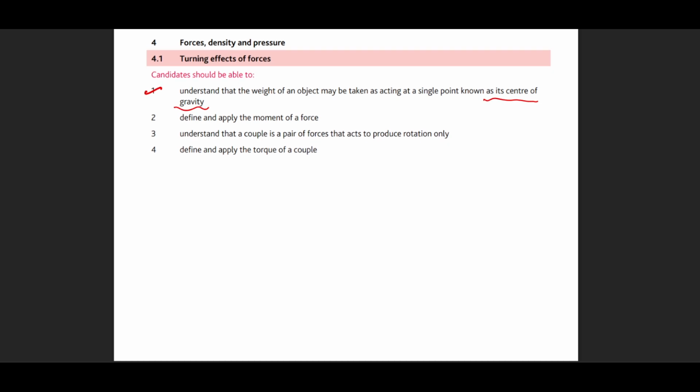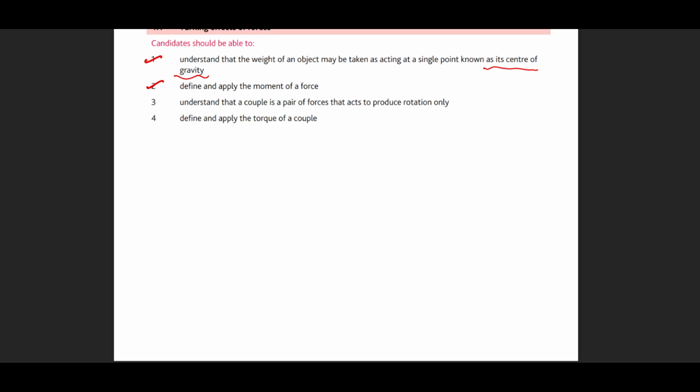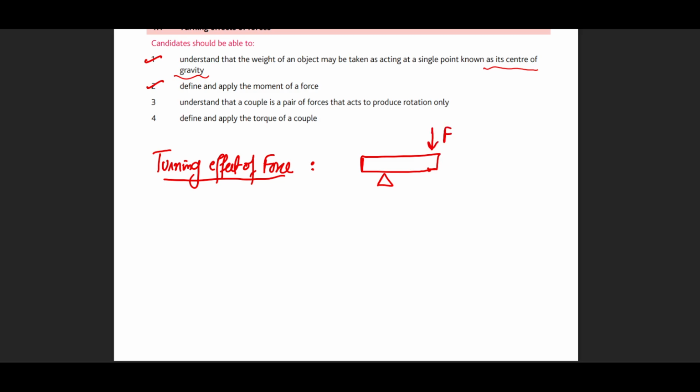Now we move to the second one, which is to apply and define the moment of a force. Students generally confuse this with momentum. This is not momentum, this is moment. Basically we are talking about the turning effect of a force: when applied, a force may cause rotation. So for example, if we have a simple balancing rod, and we apply a force at one point, at a distance from the pivot, it will cause a rotation that is clockwise, in this situation at least.